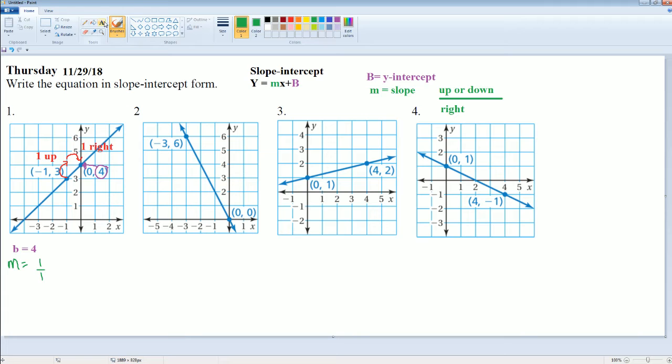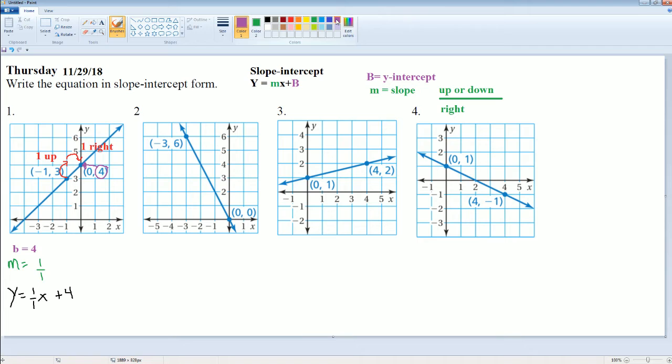So there you go. Now you could write it in slope-intercept form. So y is equal to, what's the slope? 1 over 1. Put the x, and add in the y value, so plus 4. There you go. y is equal to 1 over 1x plus 4. Let's do the next one.